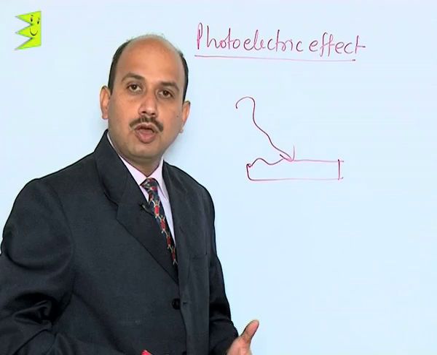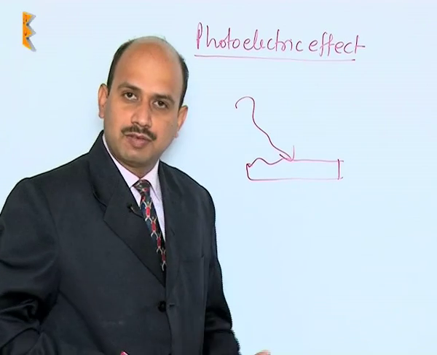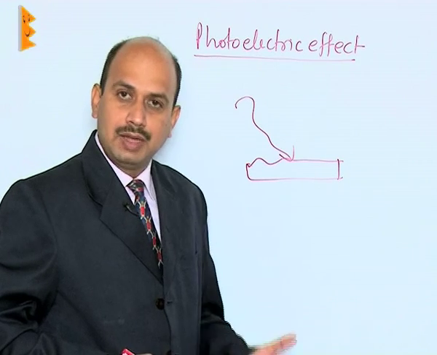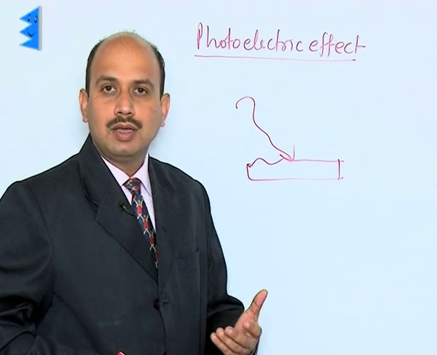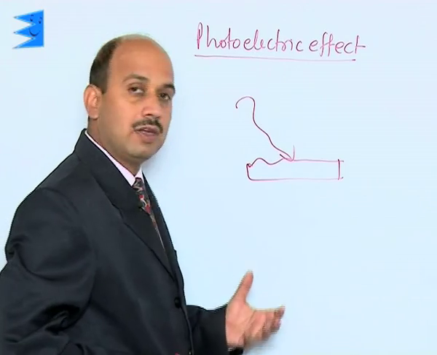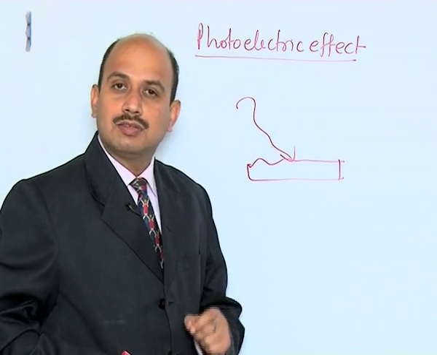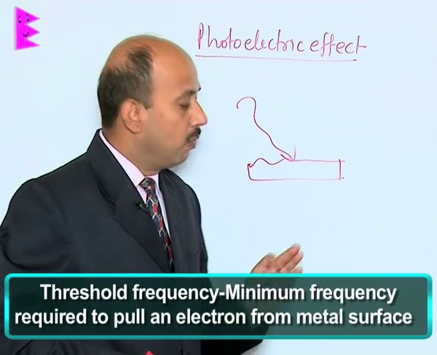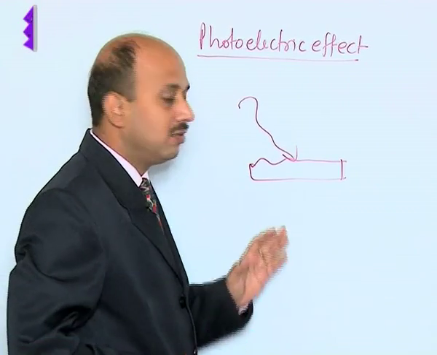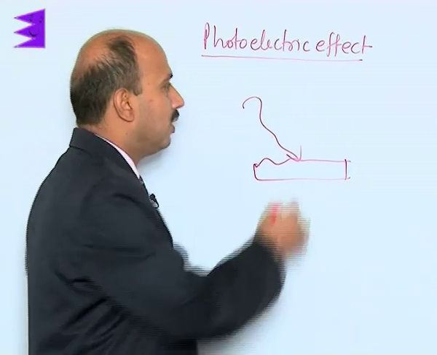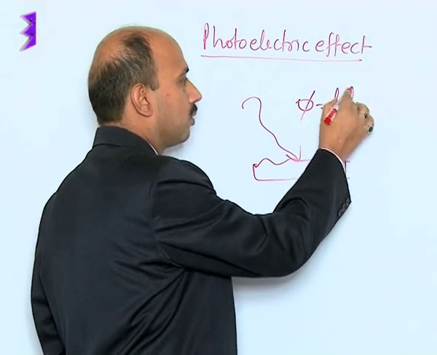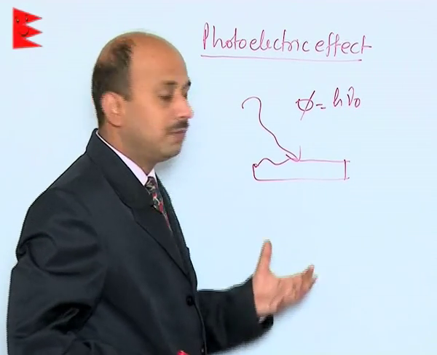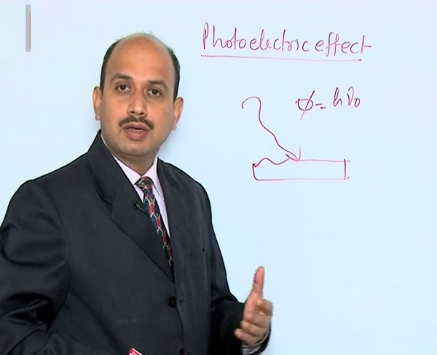Now the phenomenon of the emission of electrons from the metal surface when radiations of suitable frequency fall on the metal plate is known as the photoelectric effect. In the photoelectric effect, the first main terminology is the threshold frequency, the minimum frequency required to make the electrons move out of the surface, and another one is the work function, which is equal to h nu naught. Now we will study the emission of these electrons and the photoelectric current.